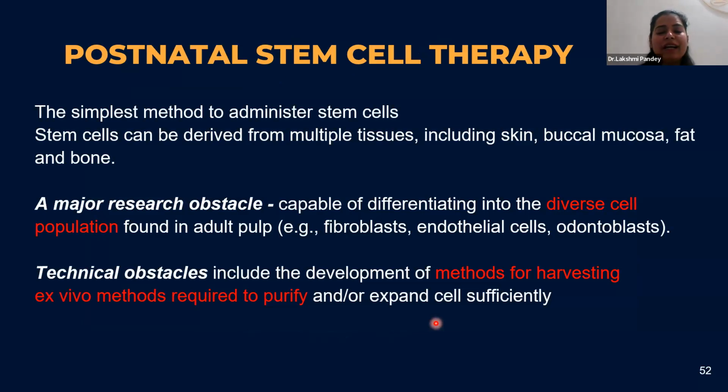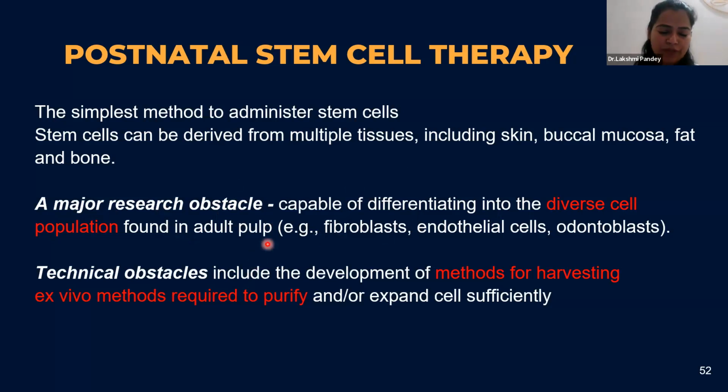Now, there are various other therapies which result in regeneration. That was postnatal stem cell therapy, the simplest method to administer stem cells. It can be derived from your skin, your mucosa, or your bone. The major research obstacle was finding cells capable of differentiating into the diverse cell population found in adult pulp.